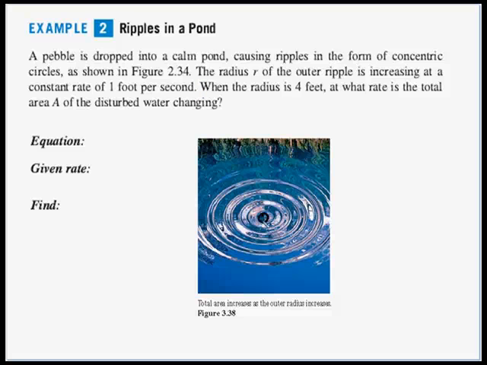So when the pebble hits the pond, we hit right here. 1 second later, our radius is 1 foot. After 2 seconds, it's 2 feet. So our radius is growing at a constant rate. When the radius is 4 feet, at what rate is the total area of the disturbed water changing?